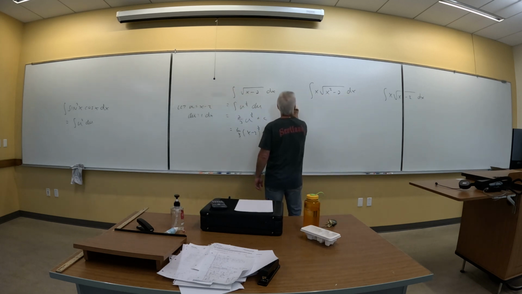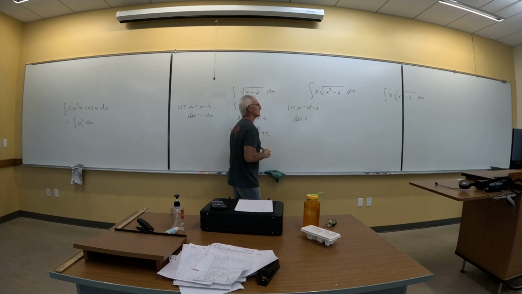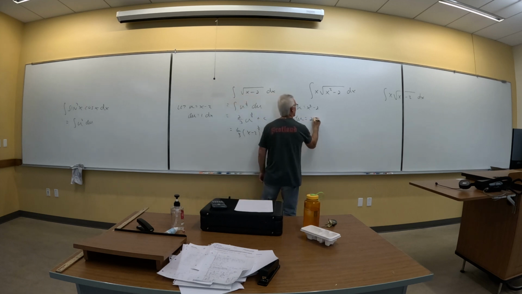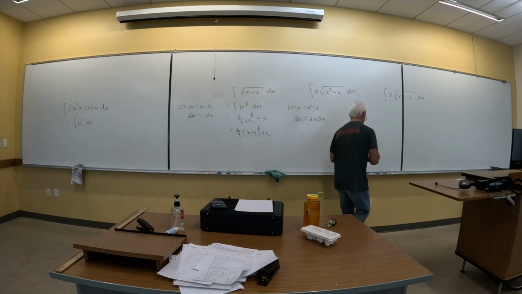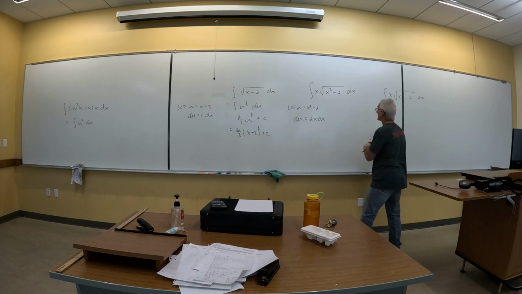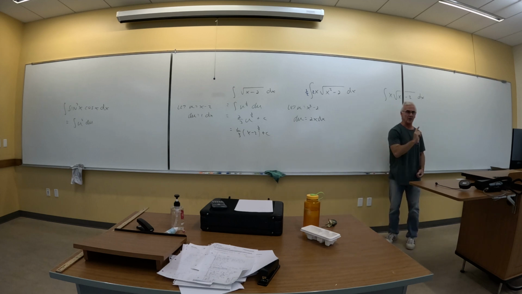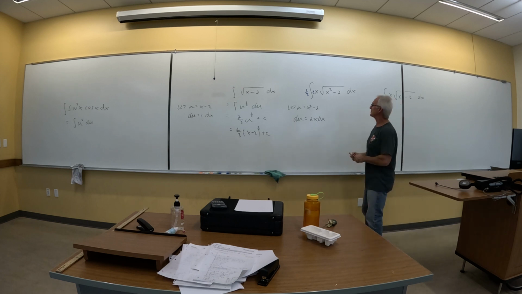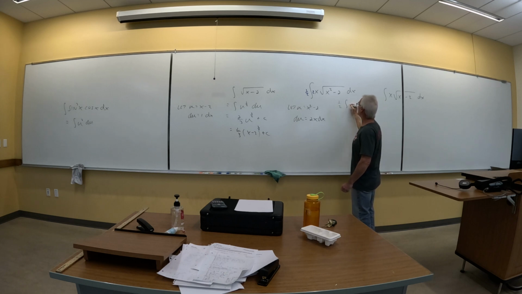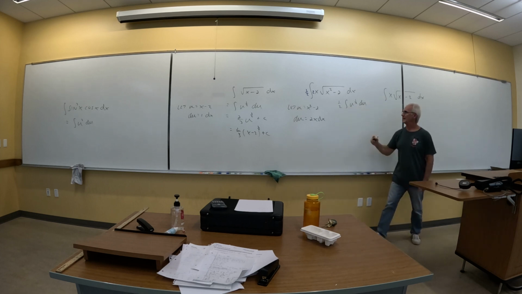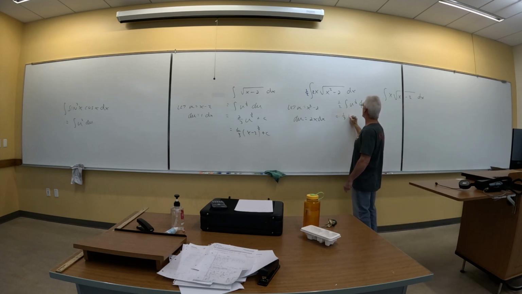If this is my u, then what's my du? 2x dx. Do I have that sitting around? Almost. What if I do this? Is that legal? Yes. It's only legal if it's a constant. It's not legal if it's a function or a variable. So now this is of the form 1/2 u to the 1/2 du. So this is exactly the same as the first one, isn't it? Oh, okay. So my final answer is going to be 1/3 u to the 3/2 plus c, or 1/3 x squared minus 2 to the 3/2.